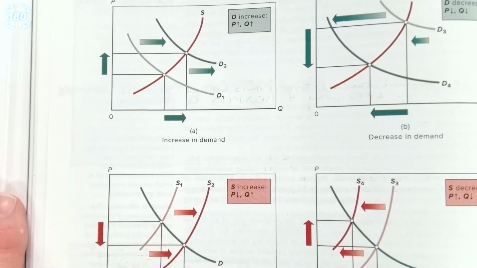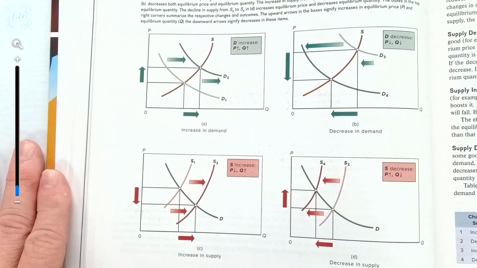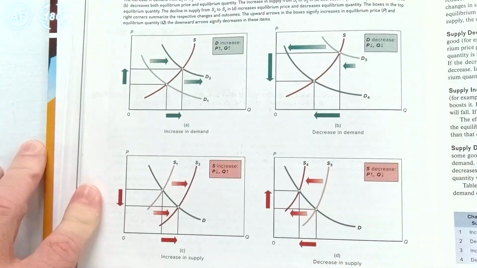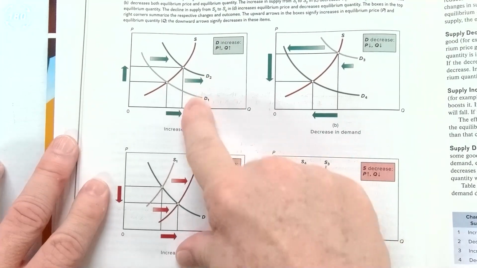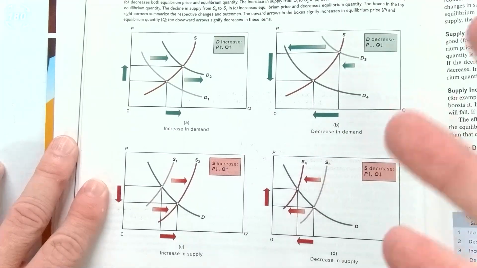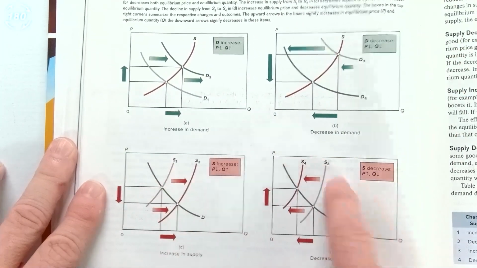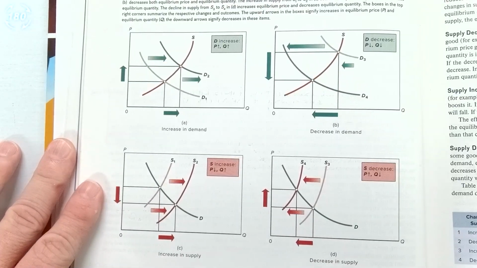There's this little picture here in your text. I want you to spend some time with this. You'll see that in these four pictures, we are shifting only one of the two curves. We're shifting only one. So here, there's a shift in the demand curve from left to right, from right to left. Okay, here we're shifting the supply curve from left to right and right to left. If you spend some time on this, you'll get it, okay? It's just kind of a simple discussion like we just did.